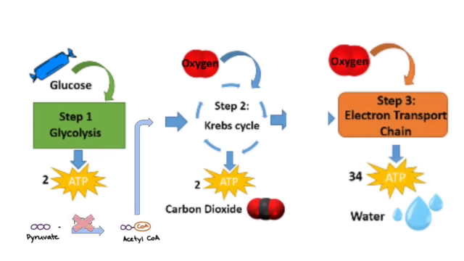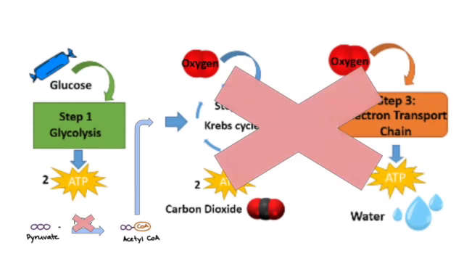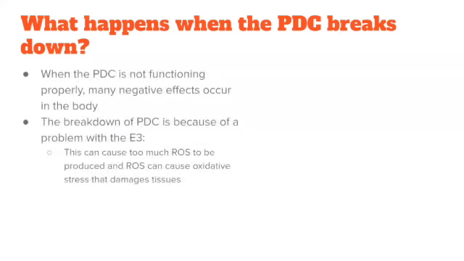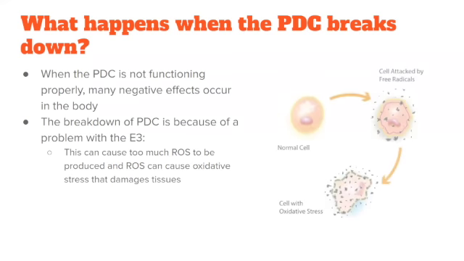So when PDC stops functioning, the rest of these processes can't happen and many negative side effects will occur in our bodies. A broken PDC is usually because of a problem with E3. The E3 will overproduce ROS, which are reactive oxygen species. Reactive oxygen species are chemically reactive molecules that contain oxygen. Too many ROS in the body can cause oxidative stress on the cells and damage to tissues, as seen in the diagram.